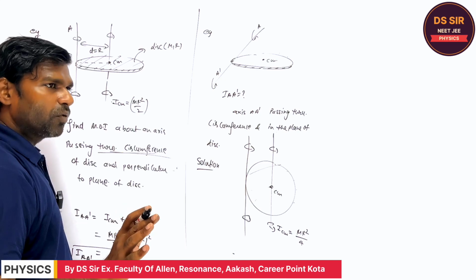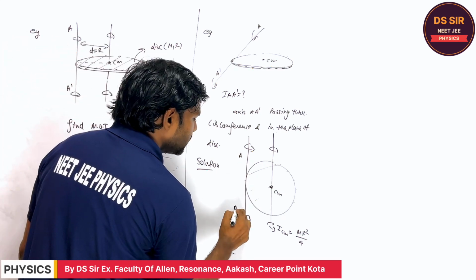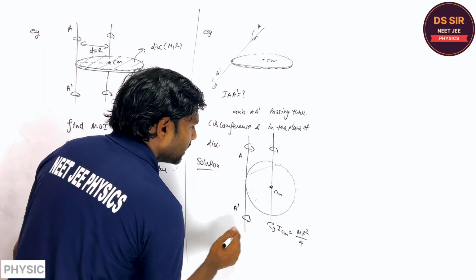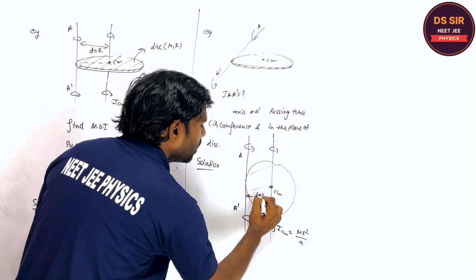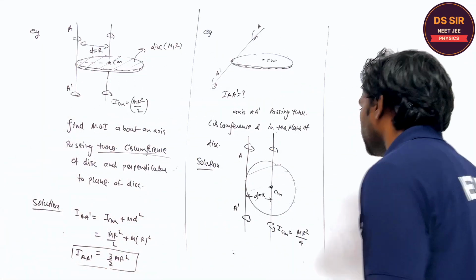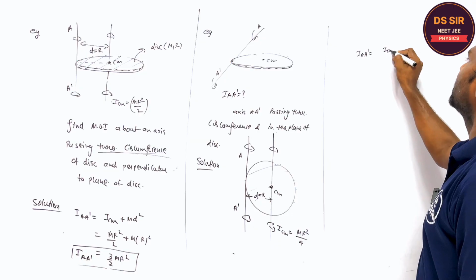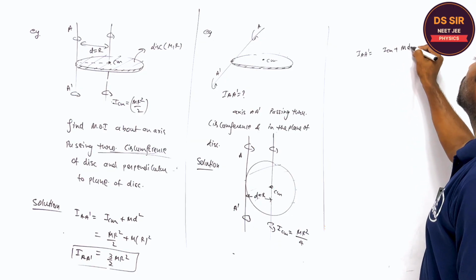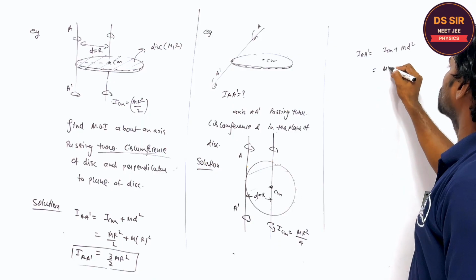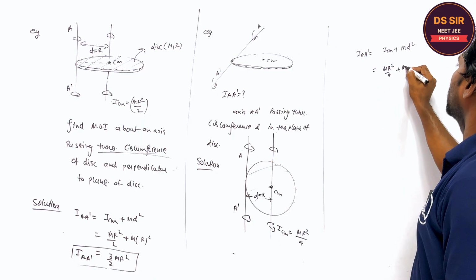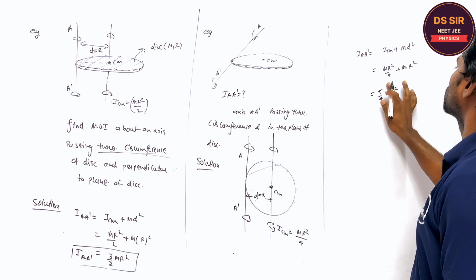So did you remember or forget? You have to remember. So what is the moment of inertia about this axis, I_AA'? So what is the perpendicular distance? Say D is equal to R. So I_AA' is equal to I_CM plus M into D square, which is MR square by 4 plus M into R square. What is the answer? 5 by 4 MR square.